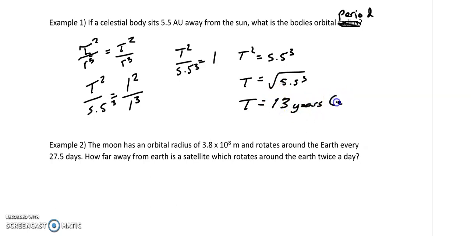Now, I should emphasize that that is Earth years, not planet years, because the planet year is just defined as the time it takes for the object to move around the sun.